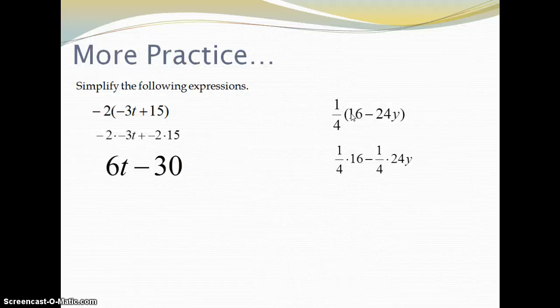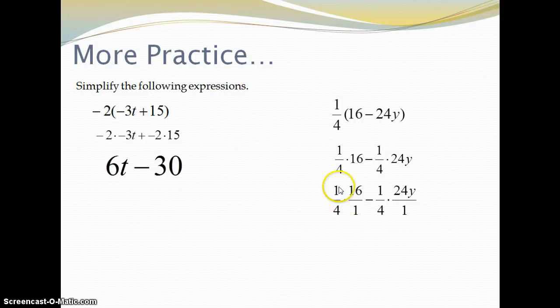Okay, so far so good. I've distributed. Now I need to focus on simplifying. If you need to, you can rewrite your whole numbers over 1 to change them into fractions essentially. So 1/4 times 16 over 1 minus 1/4 times 24y over 1. Some of you may need to do that, others may be okay working with it. Completely optional. Just want to make sure you realize that that's something you can do.